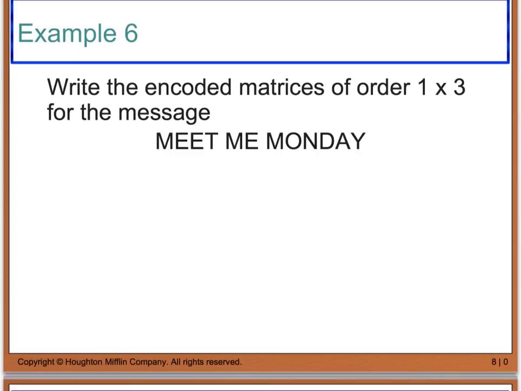that deals with encoding and decoding. So example 6 says to write the encoded matrix of order 1 by 3 for the message, meet me Monday. Because we were told to write these as a 1 by 3 matrix, I'm going to make a matrix as a 1 by 3, and every letter and space is going to be assigned a number from that previous slide. So if you look back, you will see that the letter M corresponds to the number 13. E corresponds to the number 5. So I just now took into account my first 3 letters.